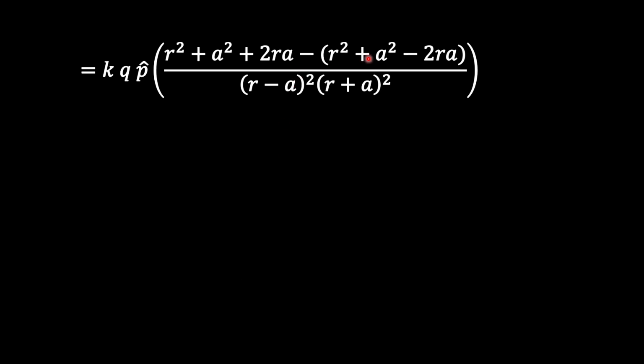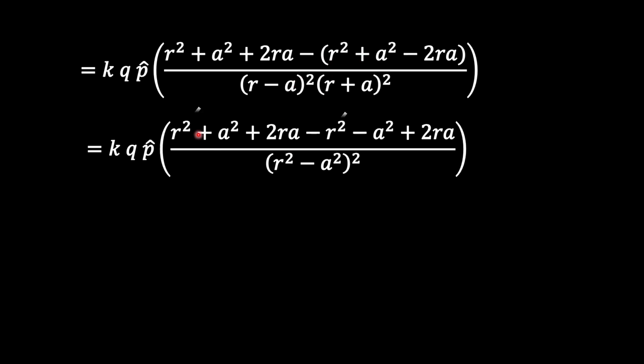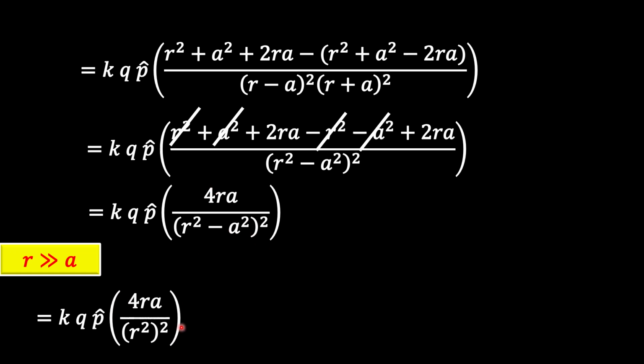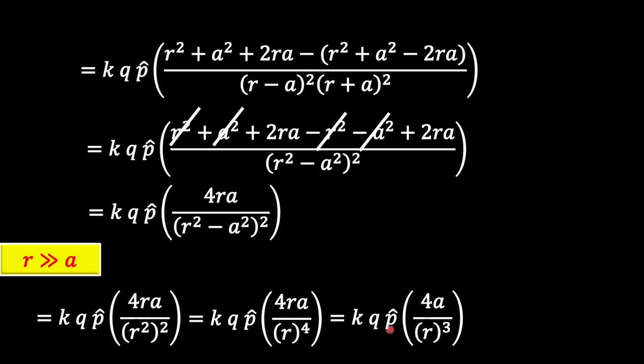Multiplying this value by the negative sign and cancelling this r square and a square, we get this one. If r value is greater than a, in the denominator, a value becomes negligible, so this equation becomes this one. And cancelling this r in both the numerator and denominator, we get K into q into p cap into 4a by r cube. This 4a we can write as 2 into 2a.